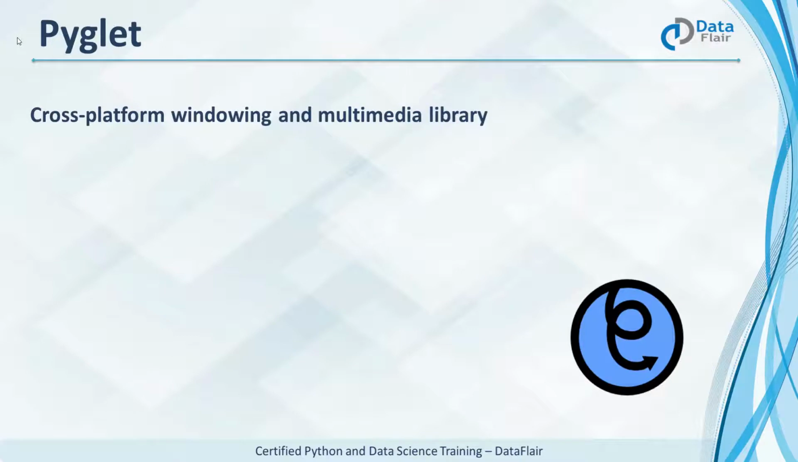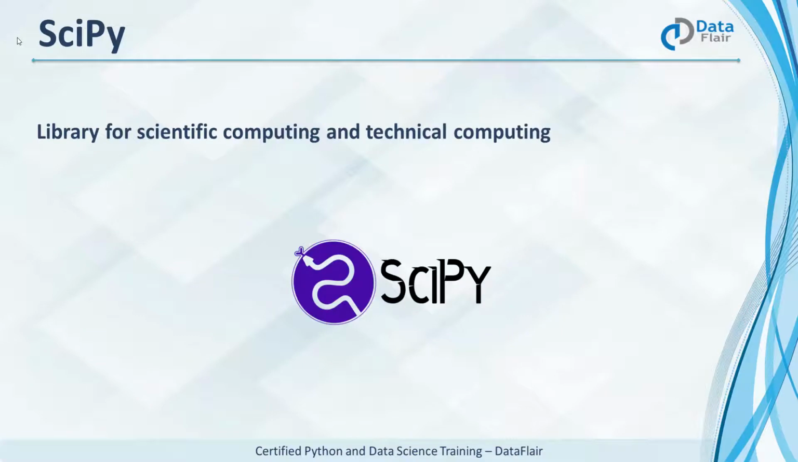Pyglet is a cross-platform windowing and multimedia library and is great for developing games and visually rich applications. SciPy is a free and open source library and is good for scientific computing and technical computing. It has modules for optimization, linear algebra, integration, interpolation, fast Fourier transforms, image manipulation, and some other tasks.